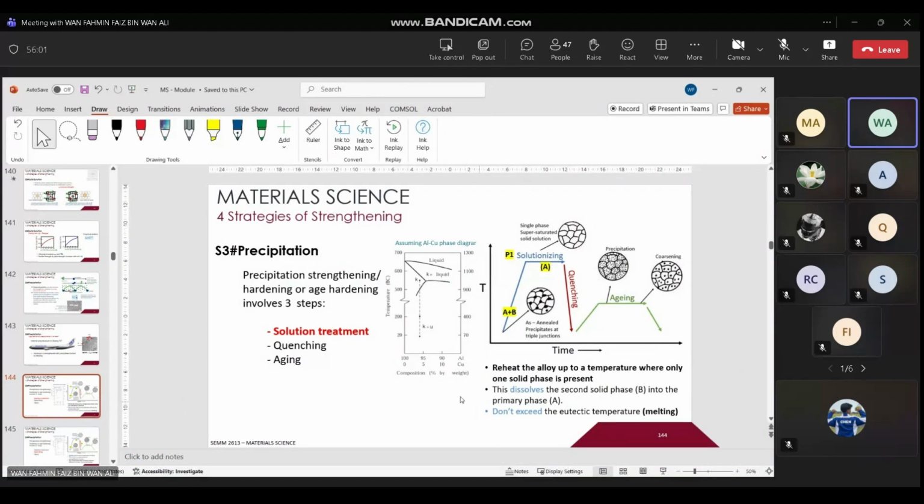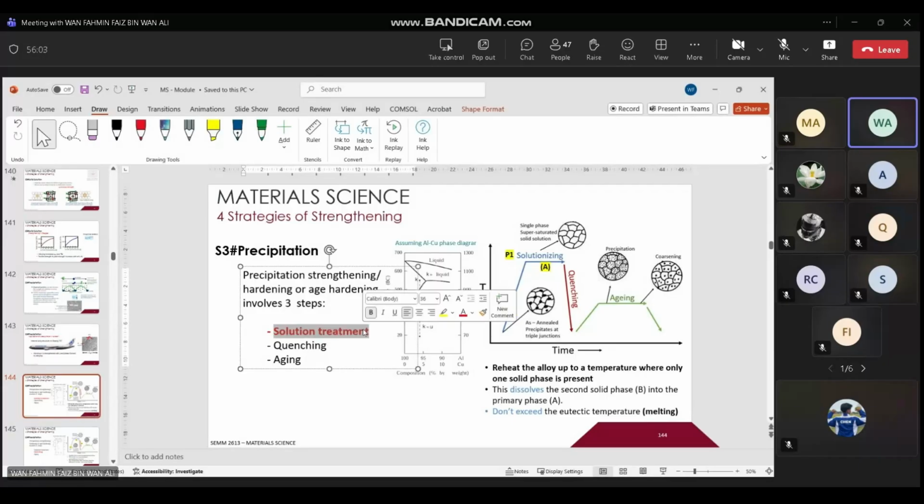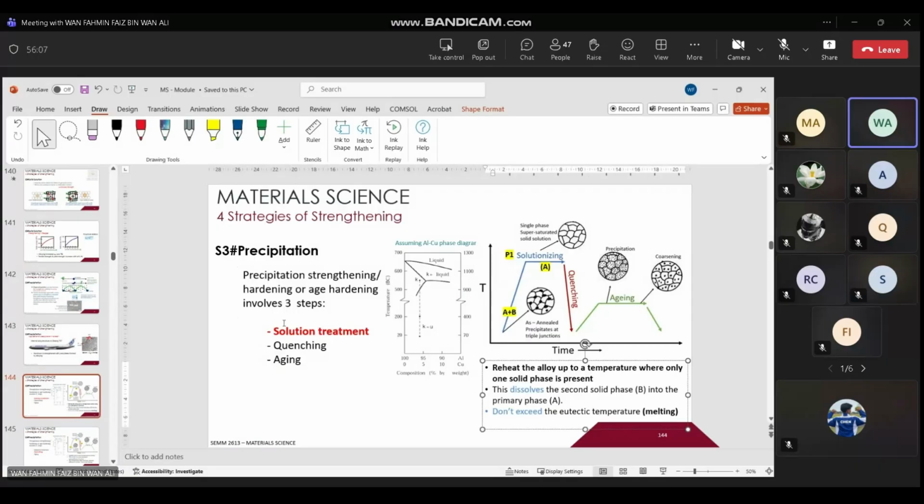So in other words, when you do solution treatment, it doesn't need to melt. The aim of the solution treatment is that you want to get a single phase only. For example, you have an α plus θ phase, or let me denote it as A plus B phase, because you have two materials here, aluminium and copper. Right? So you're going to get 100% single phase only. Okay, so single phase only. This is the solid solution.